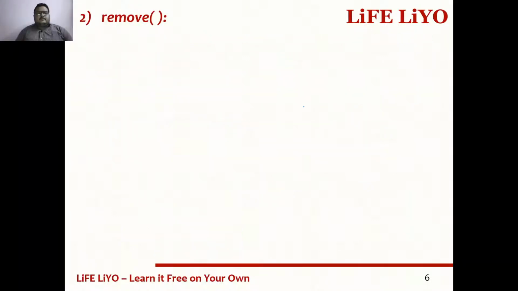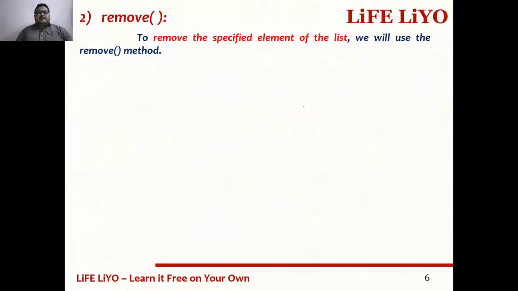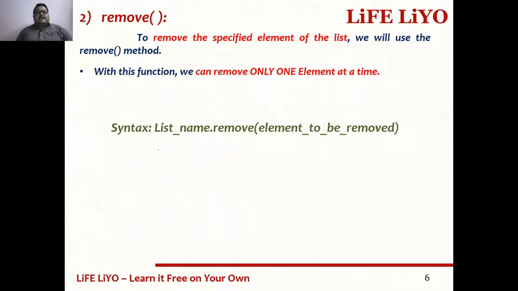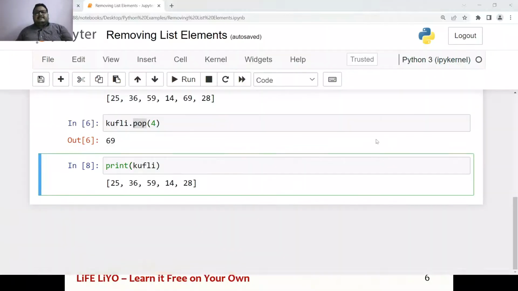Next, remove. Remove method is used to remove the specified element from the list. We can remove only one element at a time with this remove method. What is the syntax? The syntax is listname dot remove, and what is the element to be removed? In pop method we passed the index, and based on the index position the element is removed. In this remove method we are directly passing which element to be removed instead of the index position. Let's take an example.